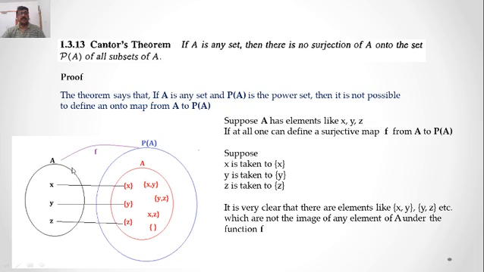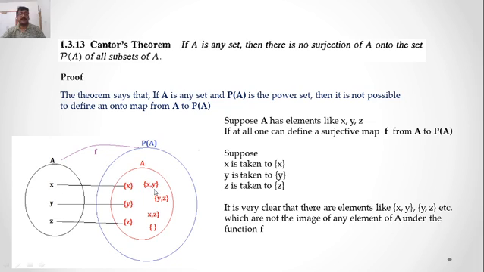This is A. Suppose A has elements x, y, z, and P(A) is its power set. A is a subset of A, therefore A is an element of P(A). And other elements of P(A) are set {x}, set {y}, set {z}, set {x, y}, and so on. If you define a function f from A to P(A), of course, for each element x, y, z, there should be some images here. Then only f becomes a function.